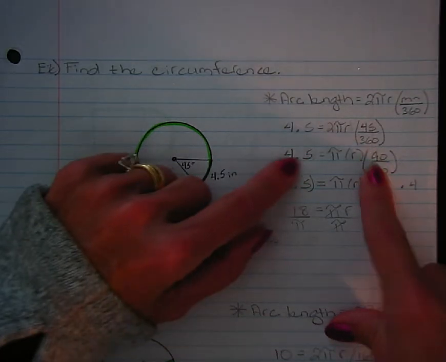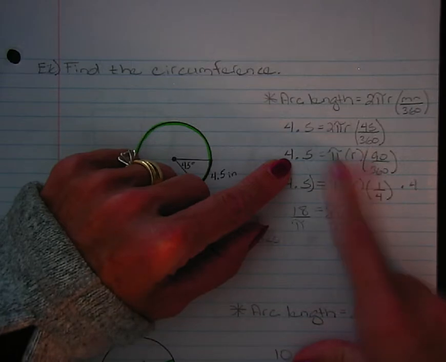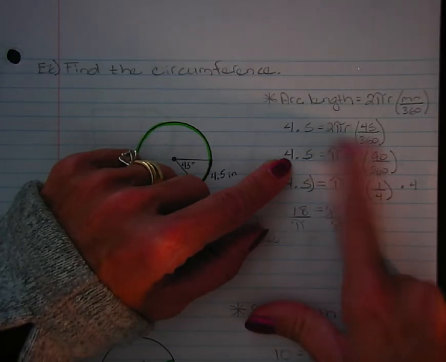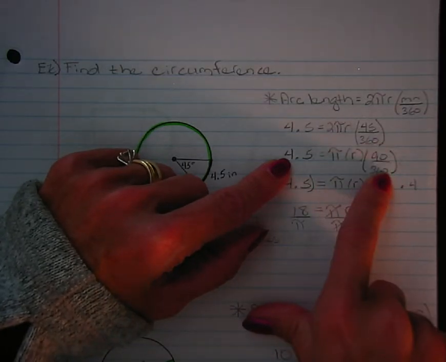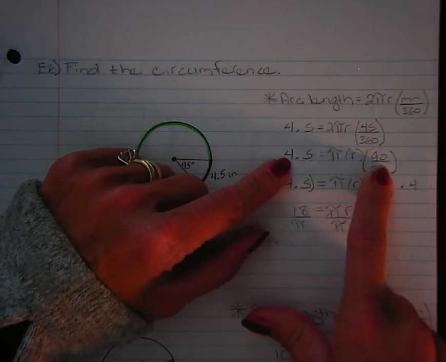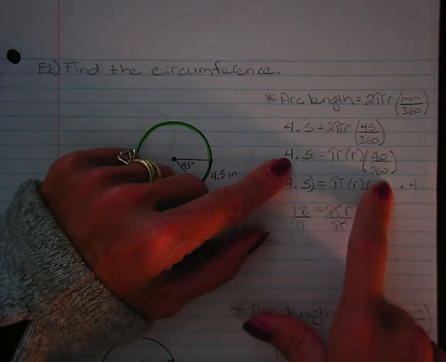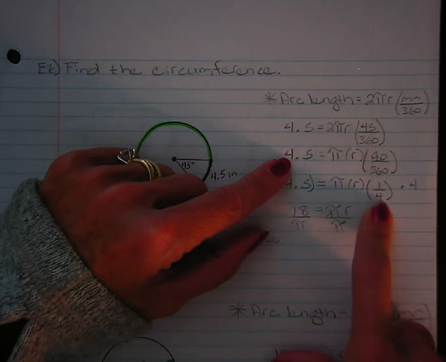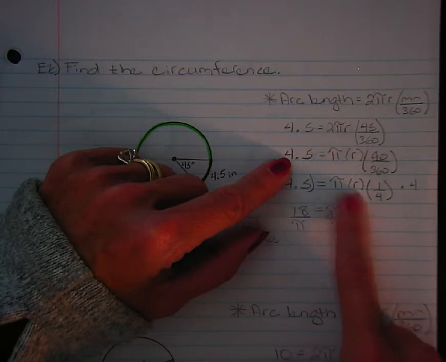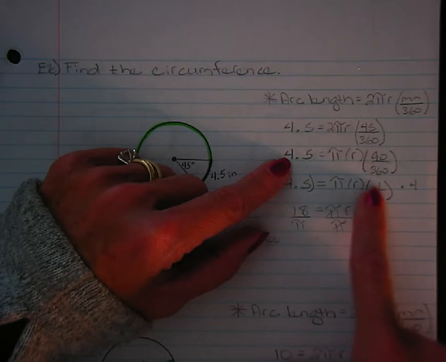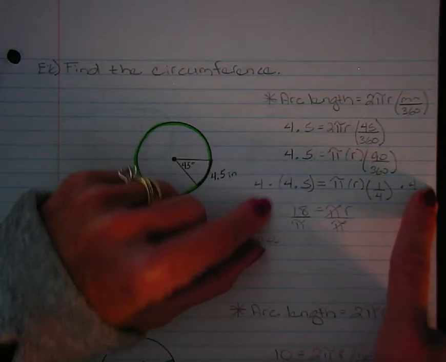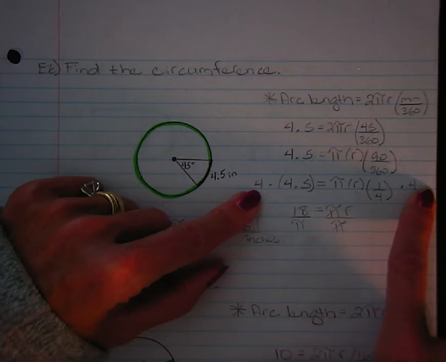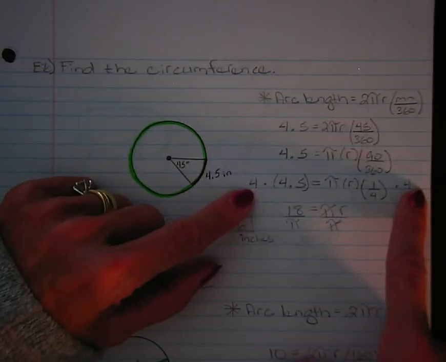All right, so let's see if we can simplify a little bit. So I know that 2 times 45 is 90, so I can go ahead and do that. And I know that 90 over 360, well, 90 will go into 360 4 times, so that simplifies to 1/4. So now I have pi times r times 1/4. Well, I want to get rid of that 1/4, so I'm going to multiply by its reciprocal, which is 4. So I'm going to multiply both sides by 4.